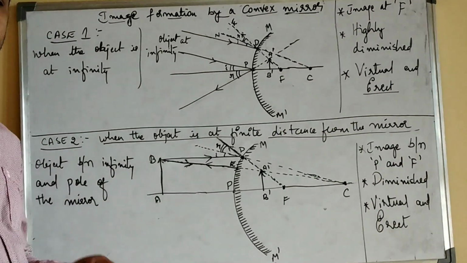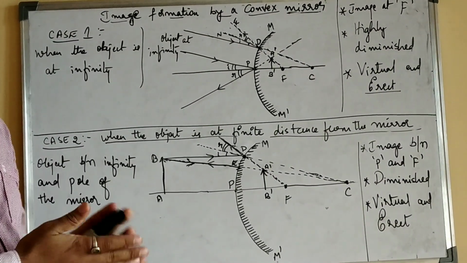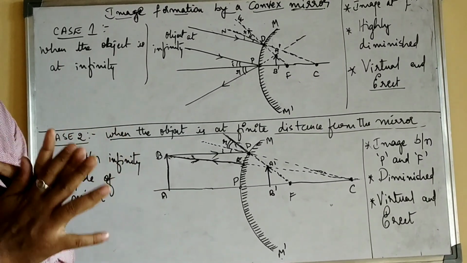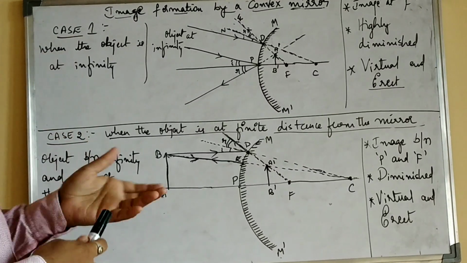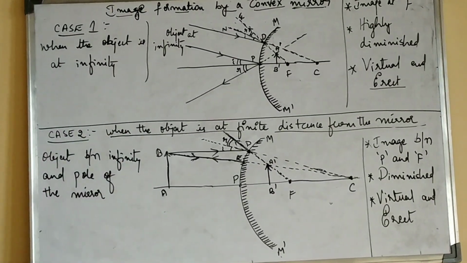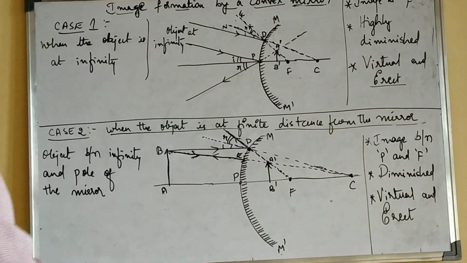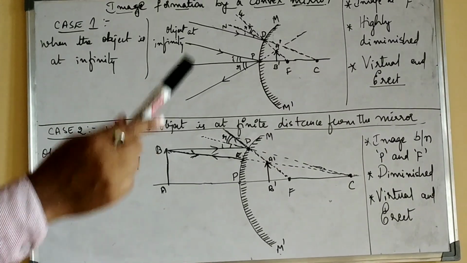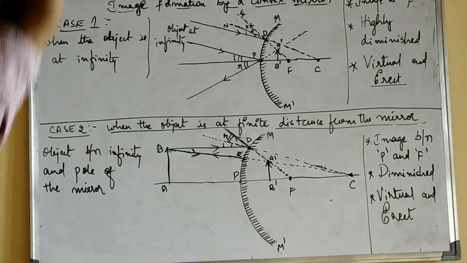Now, very important, just like how we have learned four cases in the image formation by a concave mirror, here we have only two cases for the image formation by a convex mirror. Now let us go with case 1. What is case 1? When the object is at infinity. So the object is at infinity means a very far distance.